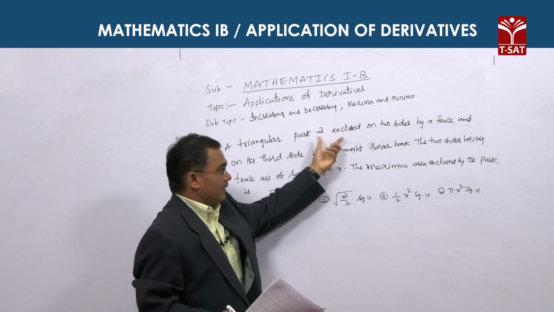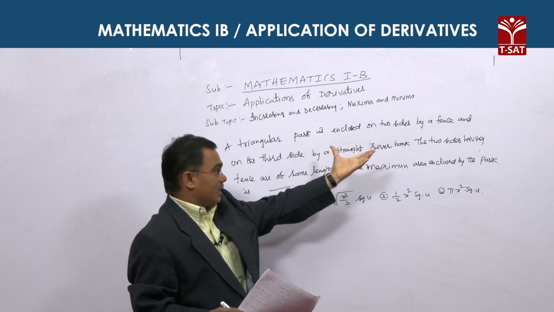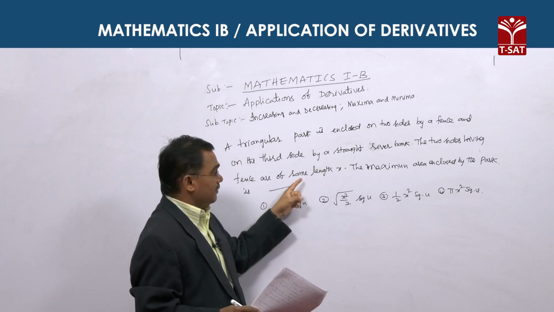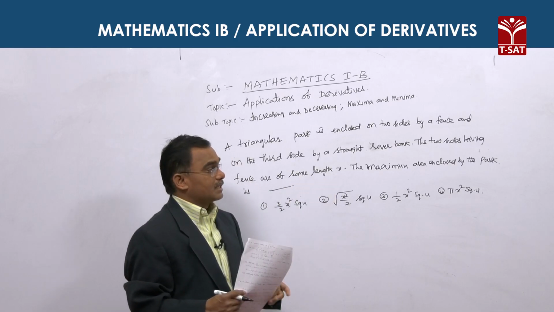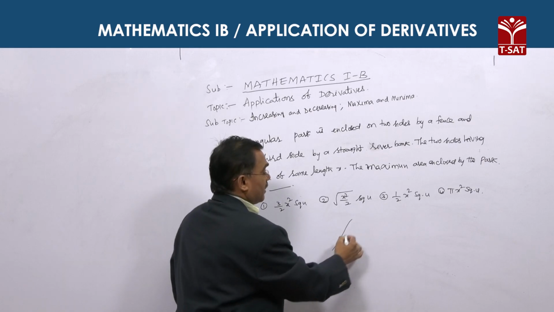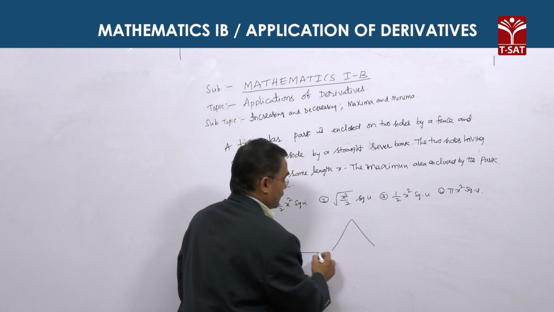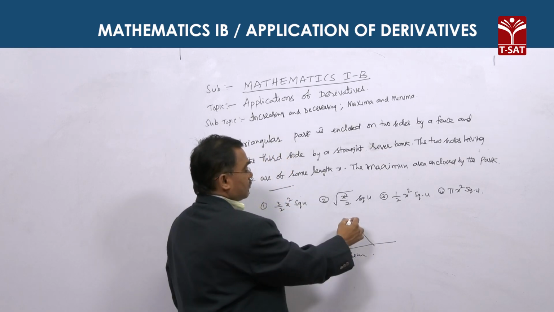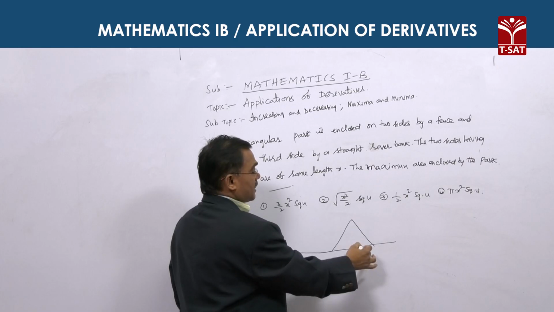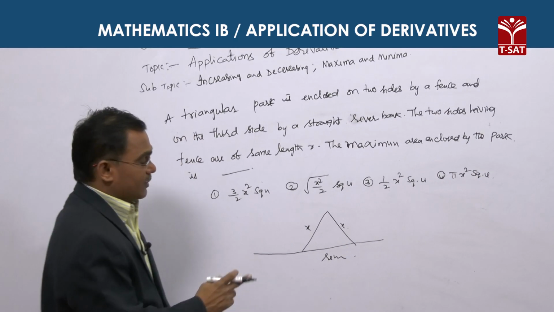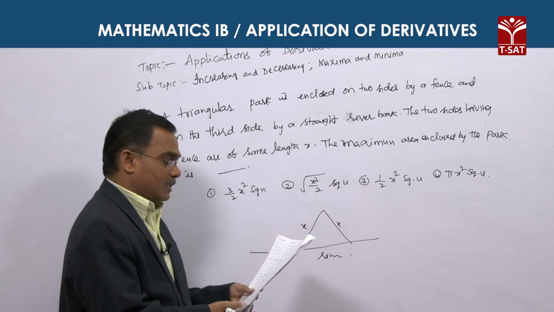A triangular park is enclosed by two sides of fencing, and the third side is a straight river bank. The two sides having the same length x, then the maximum area of the park is what? So this is the triangular park, this is the river bank on the straight line. These two sides are fencing with length x. Then what is its maximum area?